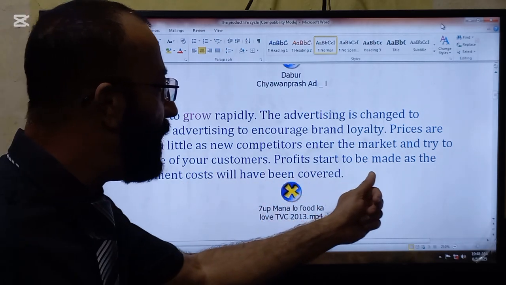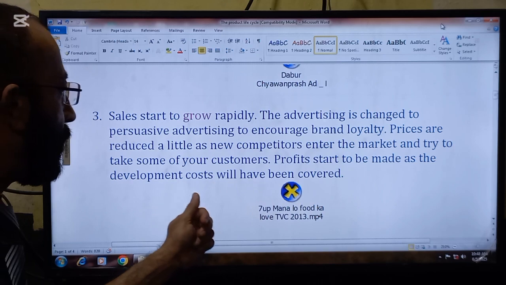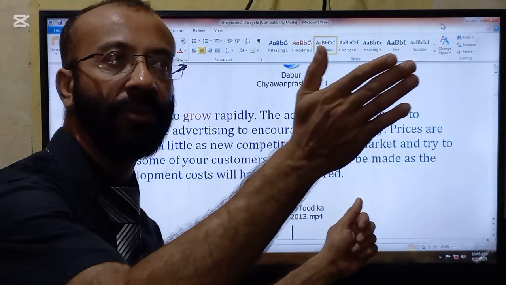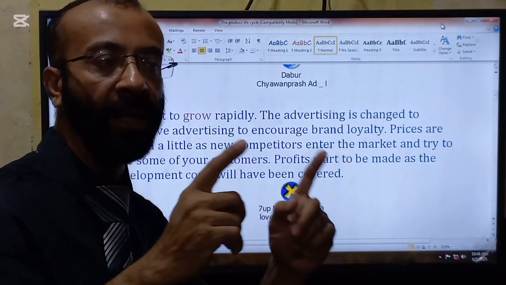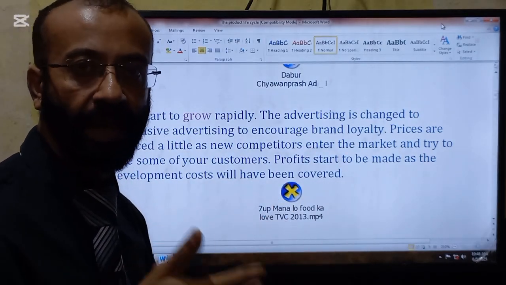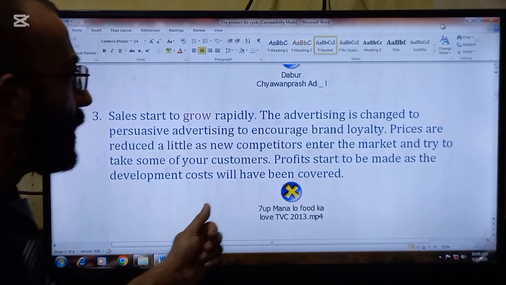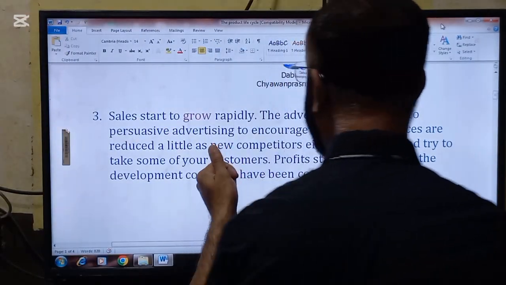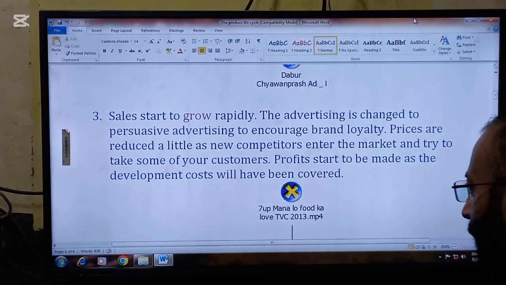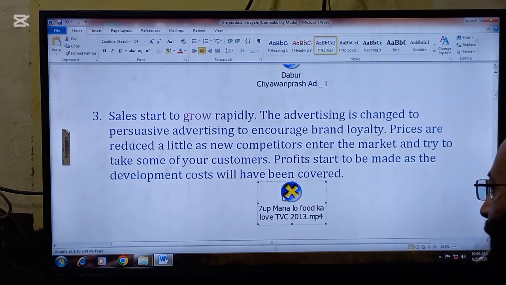Profits start to be made as the development cost will have been covered. So at this stage, after 6 months or a year or 2 years, development costs will be covered and now profits are starting. And you will start persuasive advertising. Persuasive advertising is of the kind, like look at this advertising.